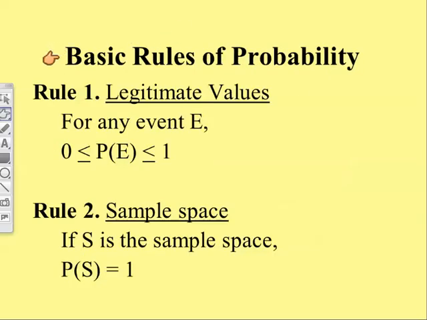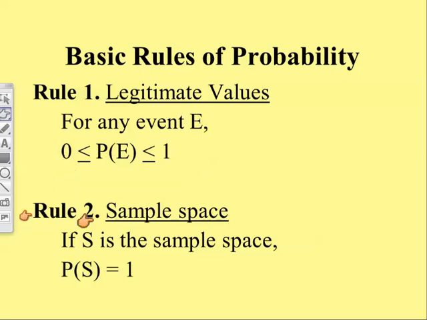So, some basic rules of probability. Rule 1, legitimate values. You can never have a probability less than 0 or a probability greater than 1. Probability will always be somewhere in between there. This is 100%, this is 0%.